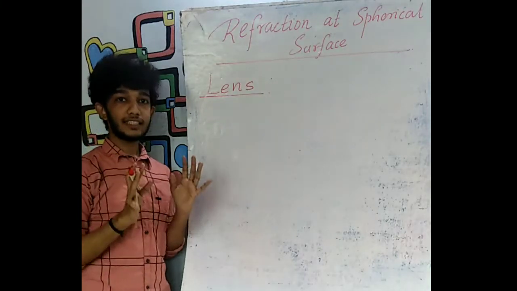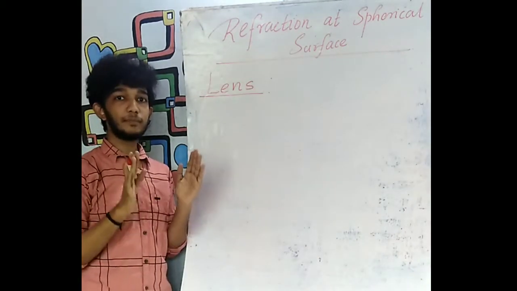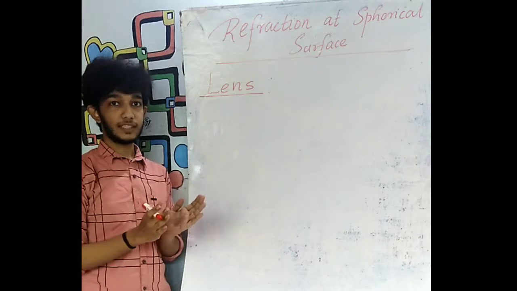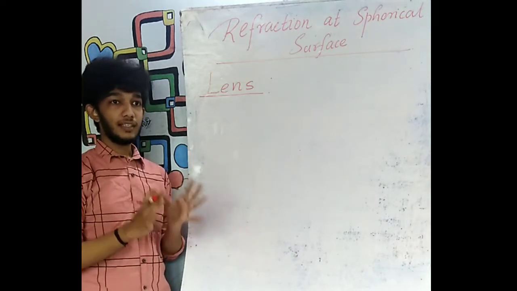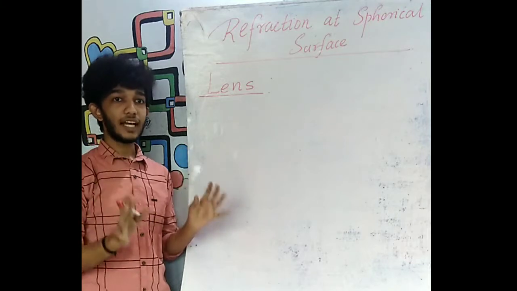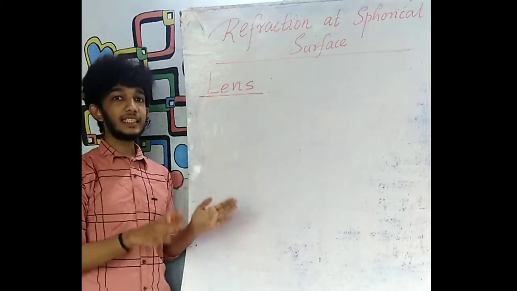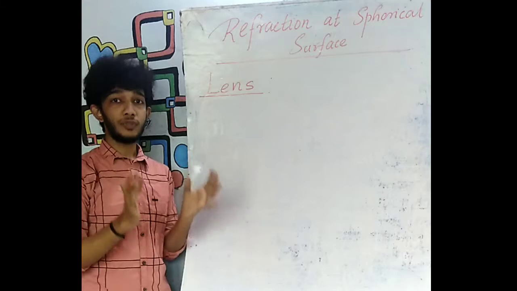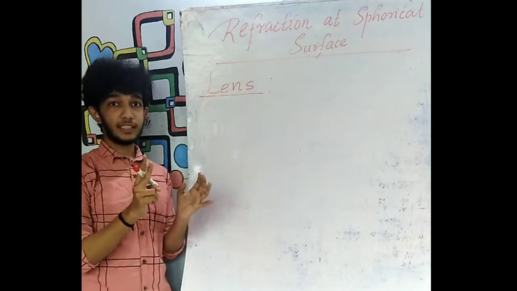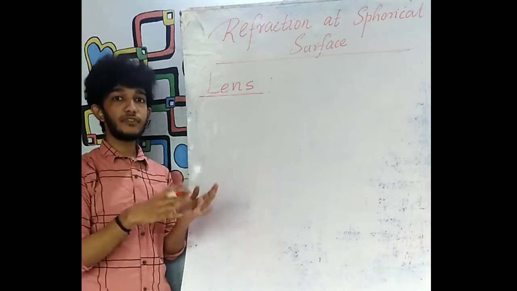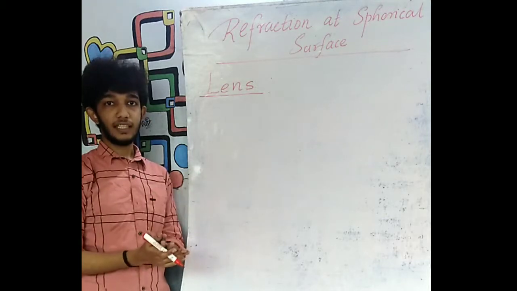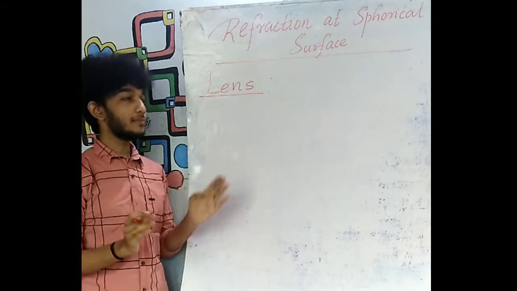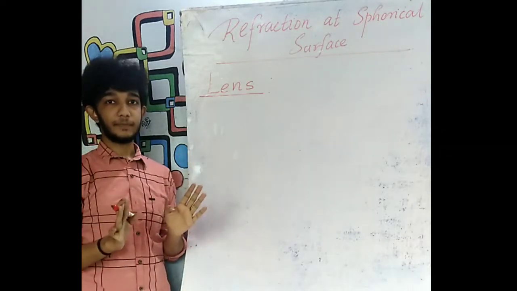Lens is a transparent medium that is bound by two surfaces, of which at least one surface is spherical. That means a lens is a transparent medium, and this transparent medium will be bounded by two surfaces. Either one of the surfaces can be spherical or else both the surfaces can be spherical. Such a transparent medium is termed as a lens.